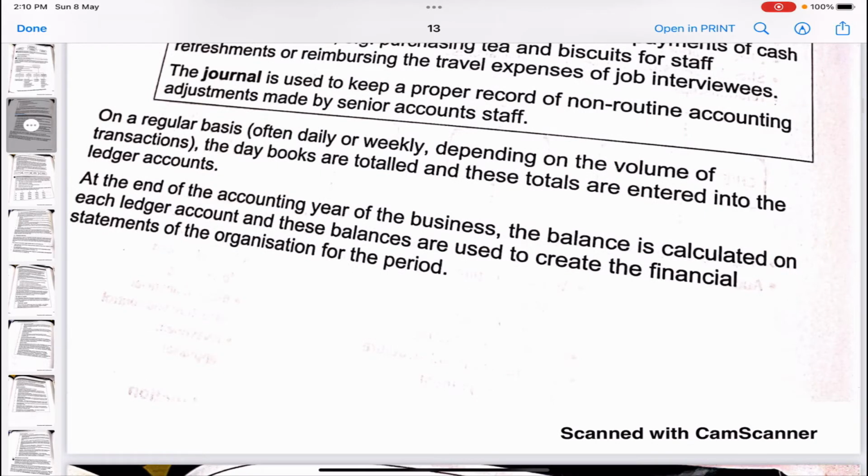On a regular basis, often daily or weekly, depending on the volume of transactions, the day books are totaled and these totals are entered into the ledger accounts. So after entering into the books of prime entry, the next step is to balance them at the end of the day or week, and these totals are entered into the ledger accounts. At the end of the accounting year of the business, the balance is calculated on each ledger account, and these balances are used to create the financial statements of the organization for the period.